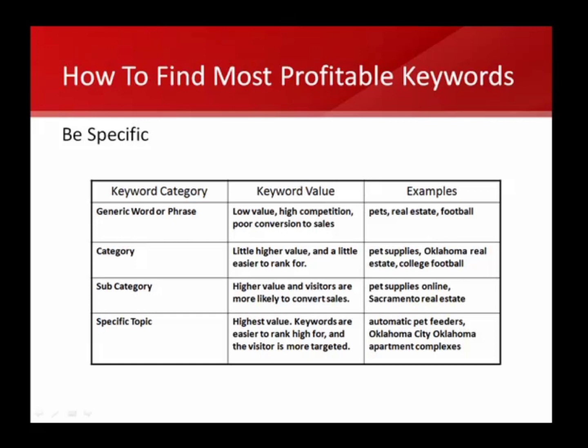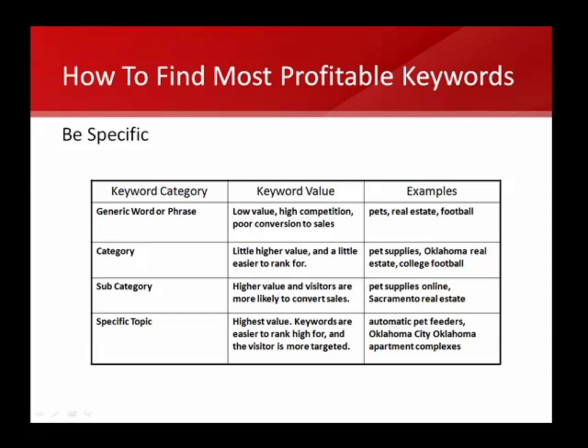Then you've got category level keywords. They have a little higher value and they are a little easier to rank for. And those are keywords like pet supplies, Oklahoma real estate, and college football. And they're still not easy to rank for because those are still highly competitive. But they're a little higher value. And the reason they're higher value keywords is because people are a little closer to finding what they want.